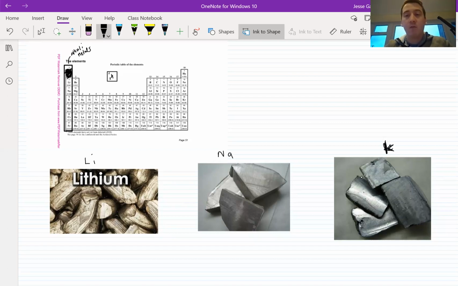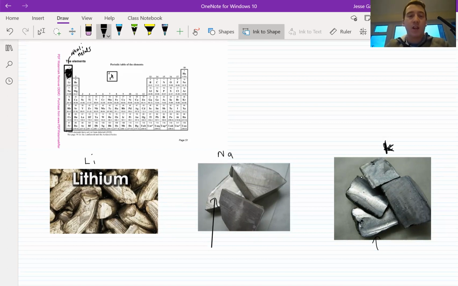They're also shiny when we cut them. As you can see, the surfaces, the new surfaces. So like here, that is a freshly cut surface. Not really, yeah, maybe that there is a freshly cut surface. And I don't really see a freshly cut surface of the lithium there. They look like they've been exposed to the air for a while. But they are shiny when you cut them.